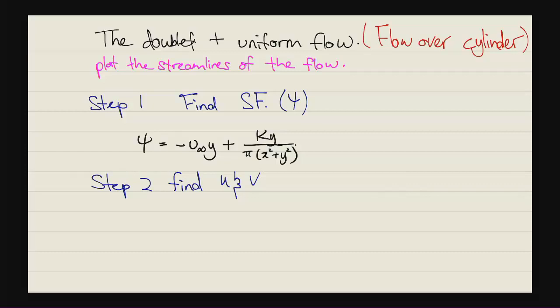Okay, so that's always our first step. The second step is then to find our velocities, u and v. So u is just going to be del psi over del y, and that's just going to be equal to negative u infinity plus k times x squared minus y squared divided by pi times x squared plus y squared, everything squared. I'm going to call this equation 1.